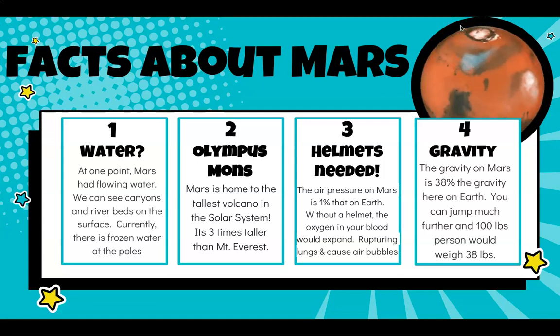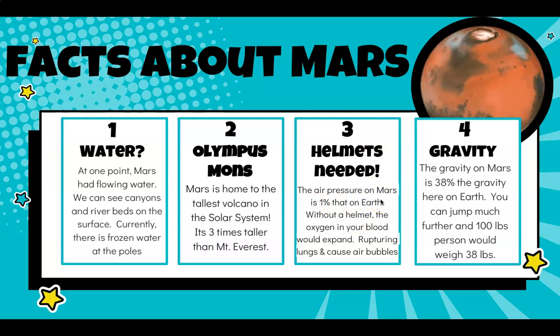Mars is also home to the largest volcano in the solar system. It is 3 times the height of Mount Everest. It is called Olympus Mons, the tallest volcano in all of the solar system. If you were to go to Mars, we've never sent anyone, but if we were, and they were to take off a helmet or their spacesuit, they would immediately die because the air pressure is so much lower than that here on Earth.